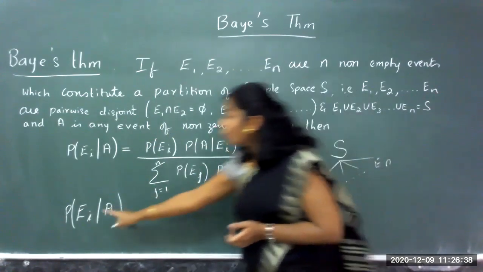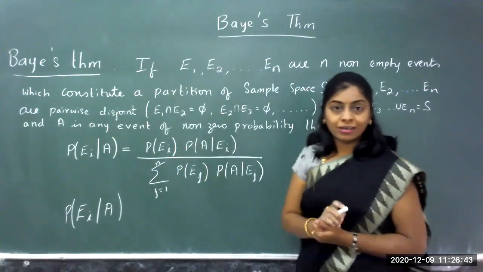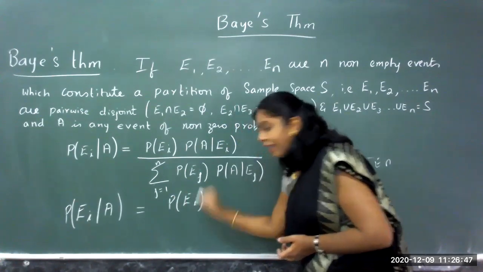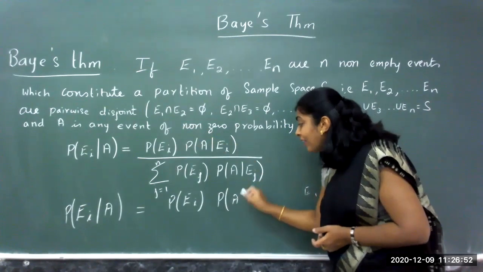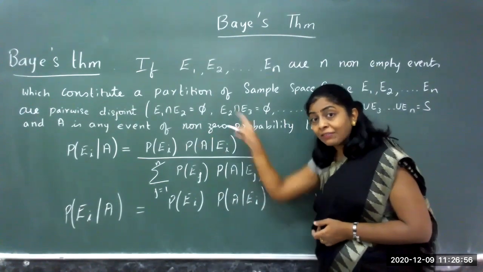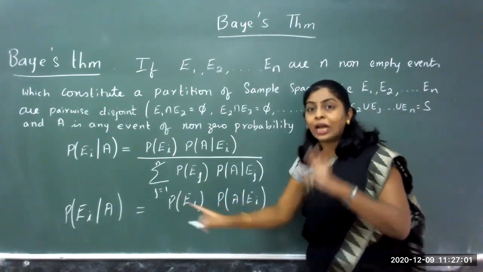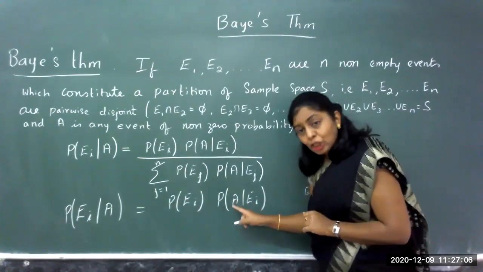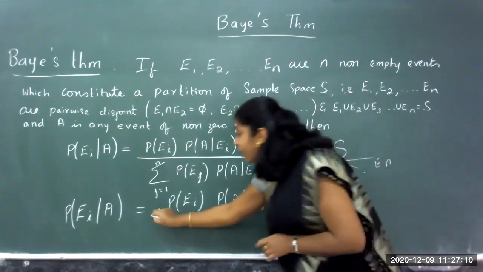E1, E2, E3 here. I consider one of the events E_i as an outcome. On an event A which has occurred, the probability of event E_i is given by the probability of E_i times the conditional probability of event A when event E_i was already occurred.